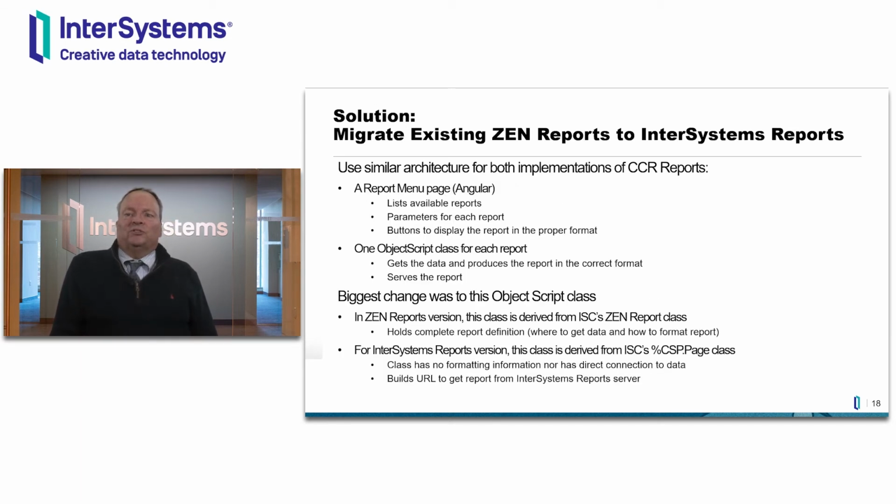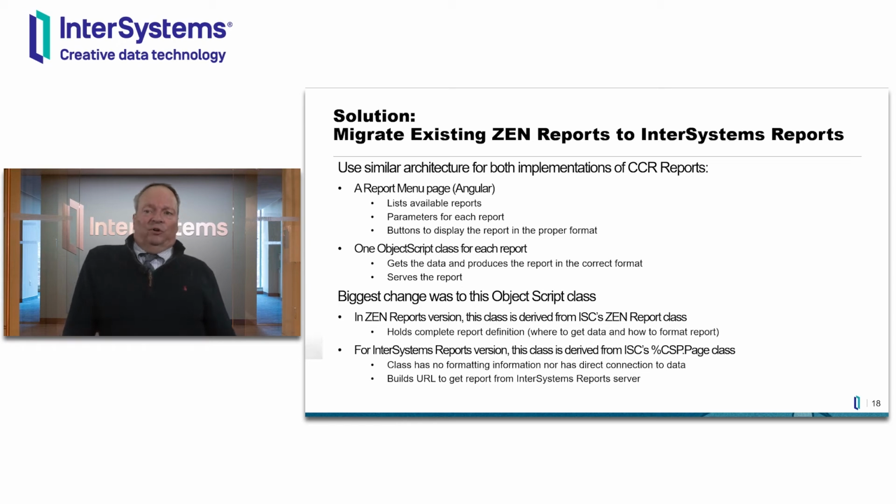For the move to InterSystems Reports, we've set up an architecture that's similar to the Zen Reports version. We still have a reports menu page done in Angular, which lists the reports available in the CCR application. Each menu option has parameters for that report and a set of buttons to select the format of the report, HTML or PDF. Each button points to a URL of an application object script page that produces the report.